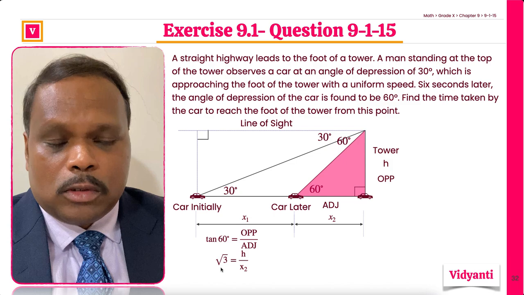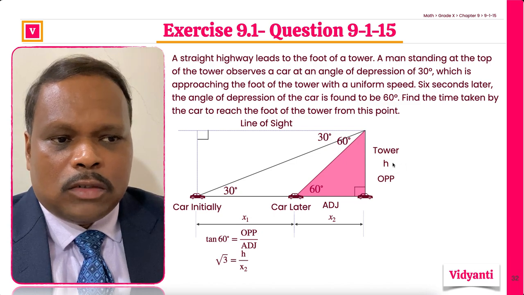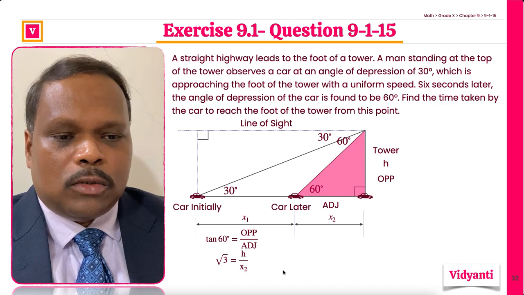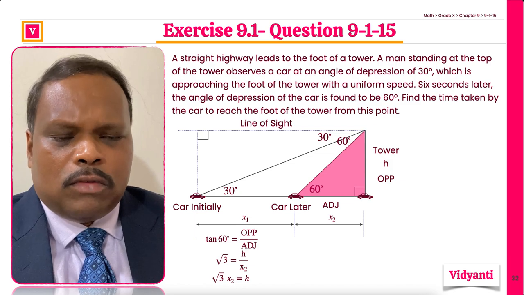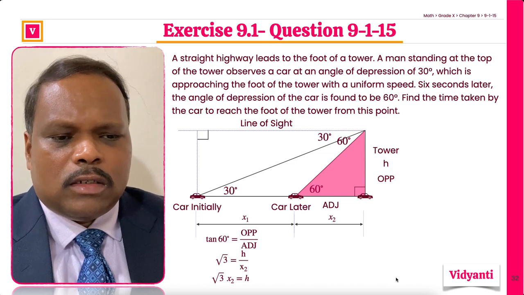Tan 60 is root 3. Opposite is h, which we don't know, the height of the tower. Adjacent, that also we don't know, x2. So all we can do is come up with a relation, which eventually we'll substitute.